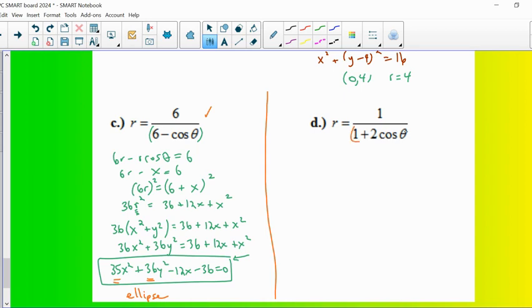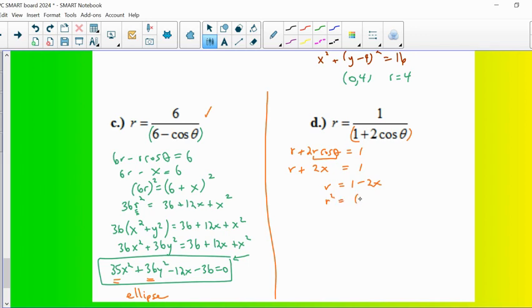So I'm going to multiply this denominator to the left. So I get r plus 2r cosine of theta is equal to 1. And then similar to the last example, this r cosine theta can be an x. So r plus 2x is equal to 1. Isolate that r. So we get 1 minus 2x. So now I'm going to square both sides. So I introduce the r squared.